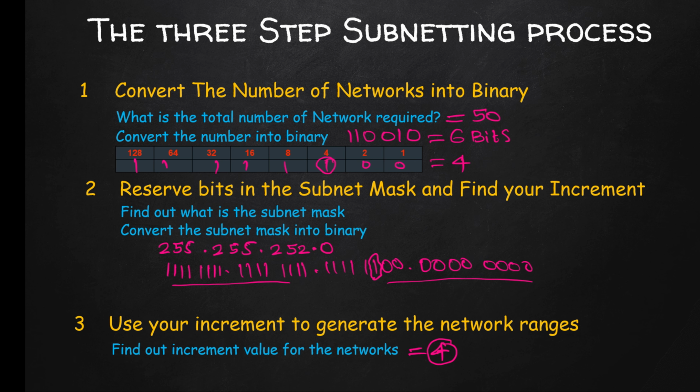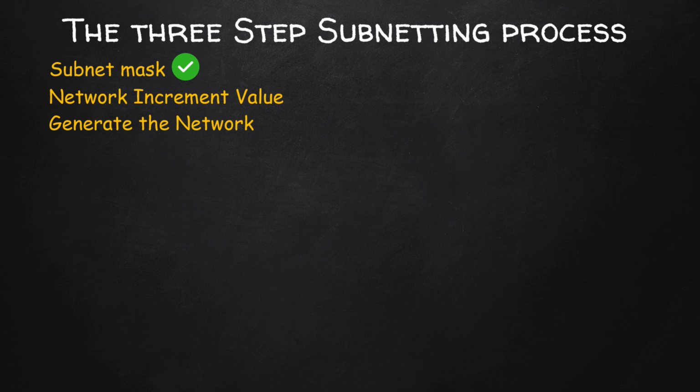Now we need to use this number to generate the new networks. So let's see how to do that. We got our new subnet mask, which is 255.255.252.0. Okay, this is our new subnet mask. The network increment value we got is 4. Now generate the network. So to generate the network, what was our IP address? That is 172.16.0.0/16. This was our network. Now use this increment to generate the new networks as part of the subnetting.